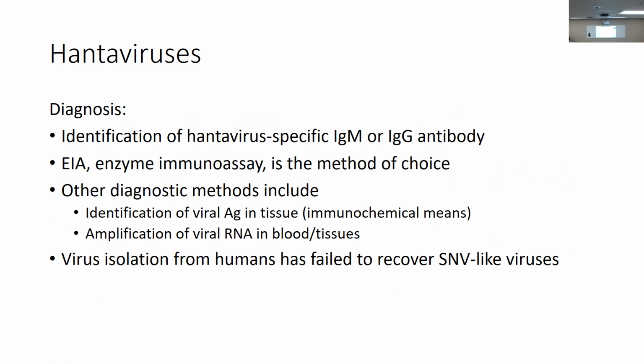We can identify it. We know IgM for acute, IgG, antibody screens, enzyme immunoassays, enzyme immunoassay is the method of choice. We can also do some diagnostics with the viral antigen in tissue and amplification of the viral RNA in blood and tissue. So virus isolation from humans has failed to recover. What's the SNV like? What's that again? Sin Nombre virus, like viruses. We've been unable to recover.